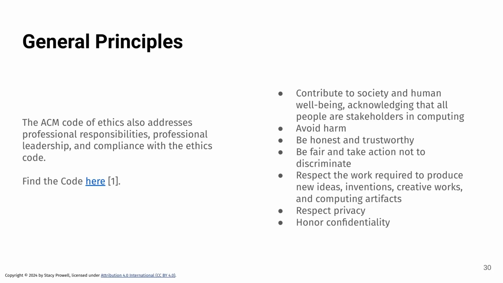So what's in it? What's in the ACM code? Well, it talks about professional responsibilities, professional leadership, and the ethics code. And there's a link to go see the code itself right there. But basically, you can boil it down to some bullets, and you can say, contribute to society. You're a member of society. You have this knowledge about how these fancy machines work. You should use that for the benefit of all humans, well-being of society, of human well-being, etc.